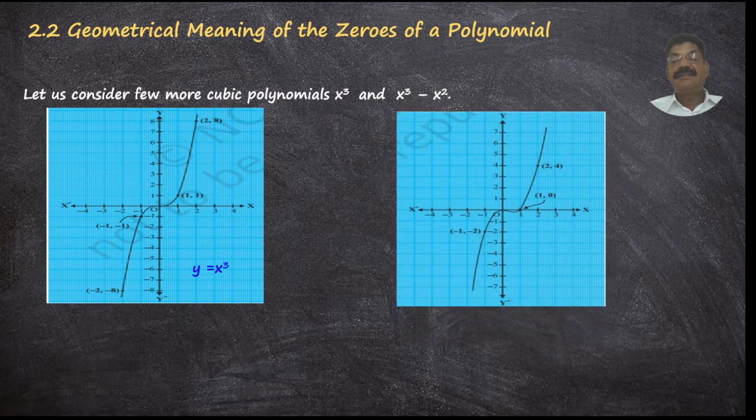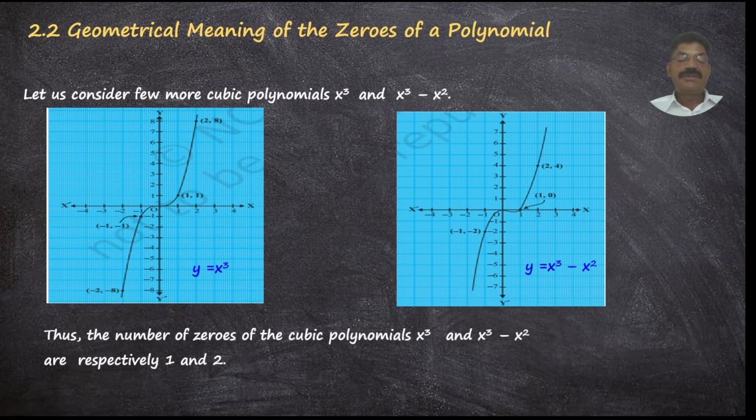And consider this graph for y is equal to x cube minus x square. It touches the x-axis at 2 places. One is at the origin, that is, when x is equal to 0, it touches the x-axis, and when x is equal to 1, it touches the x-axis. Therefore, the corresponding coordinates are (0, 0) and (1, 0). So, the number of zeros of the cubic polynomials x cube and x cube minus x square are respectively 1 and 2.